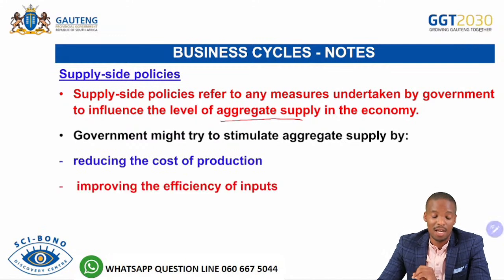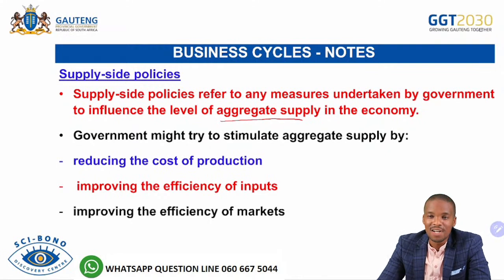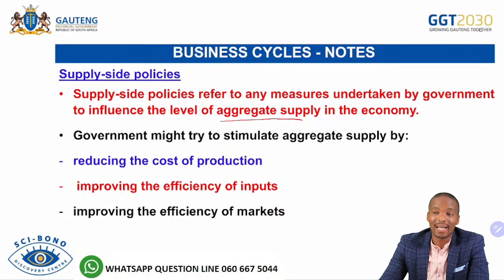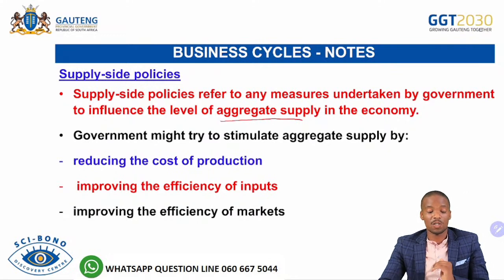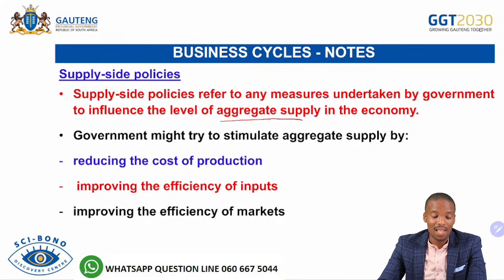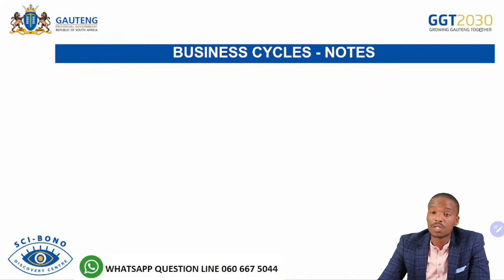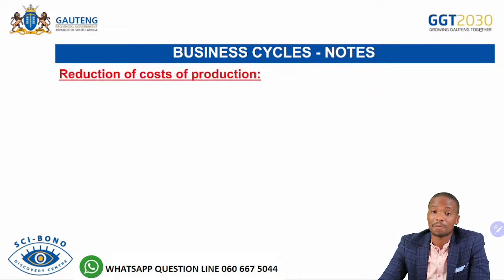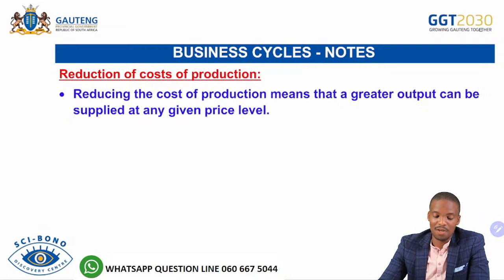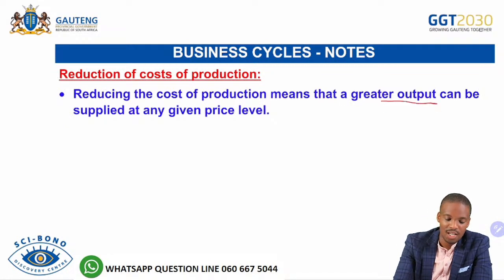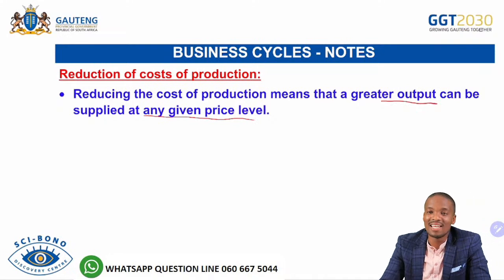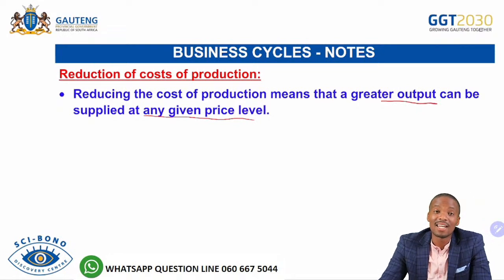Number two, they can improve the efficiency of inputs. Number three, they can improve the efficiency of markets. So let's explain each concept one by one to say what we mean when we say the government can reduce the cost of production. So cost of production means a greater output can be supplied at any given price level.